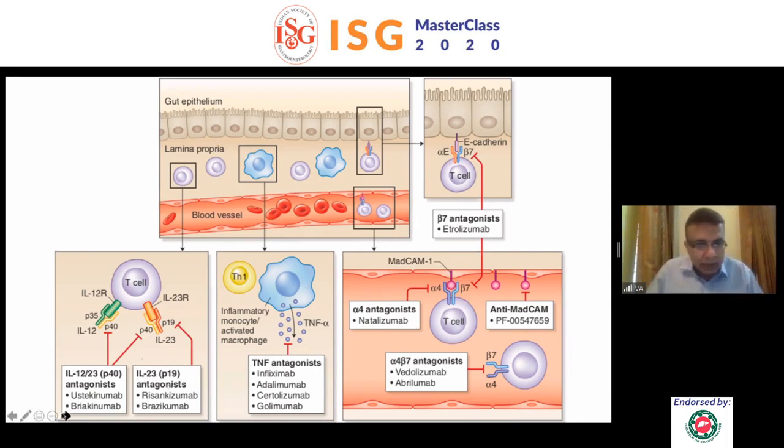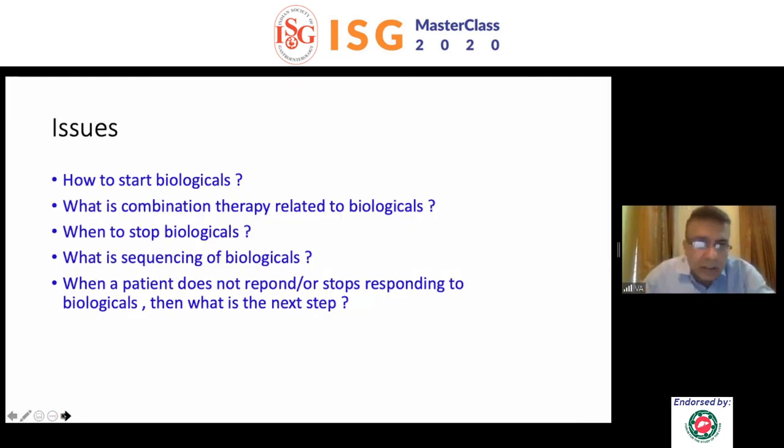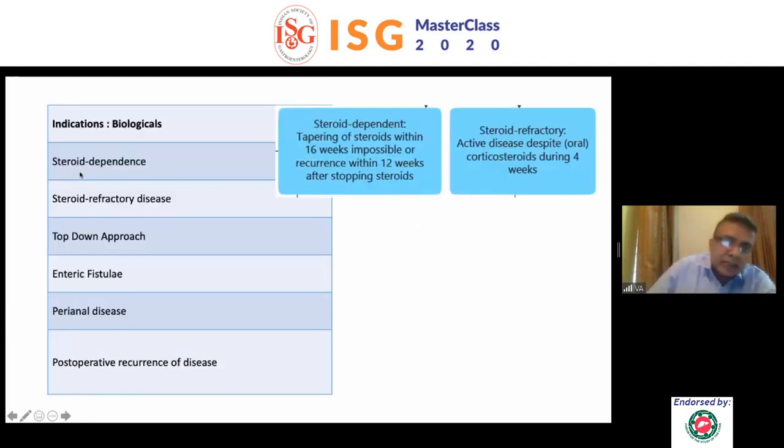When it comes to biologics, what are the 5 questions which come to your mind? How to start biologics? What is the combination therapy related to biologics? When to stop biologics? What is the sequencing of biologics? And when a patient does not respond or stops responding, what is the next step? Indications are very clear: steroid dependence, steroid refractory. What is the definition of steroid dependence and refractory in Crohn's disease? Steroid dependence is if tapering of steroids within 16 weeks is impossible, or after stopping, within 3 months, you have steroid recurrence. Steroid refractory is active disease despite taking corticosteroids for 4 weeks.